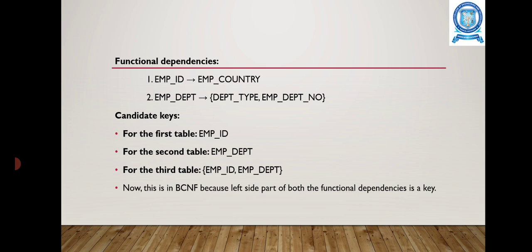This is the general format for the Boyce-Codd normal form. Thus for any table, we first check whether the table is in Boyce-Codd normal form. If it is not, then we convert it in this way.